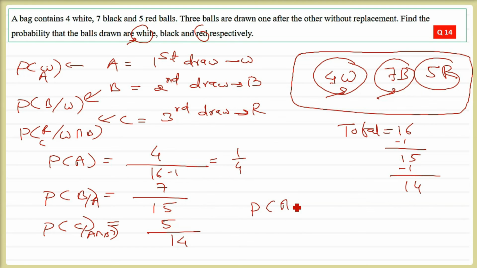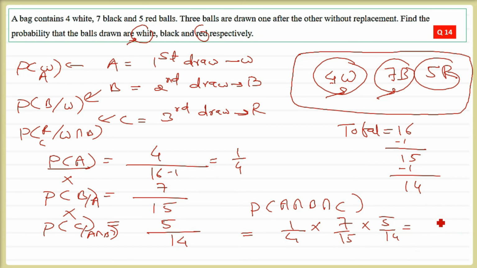So the probability of A intersection B intersection C, first white, second black, third red, is going to be the multiplication of these 3. This will be 1 by 4 multiplied by 7 by 15 multiplied by 5 by 14. And this is equal to 1 by 24.